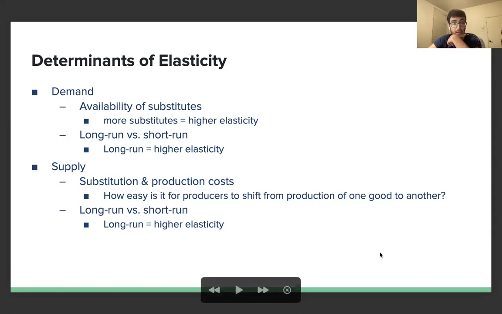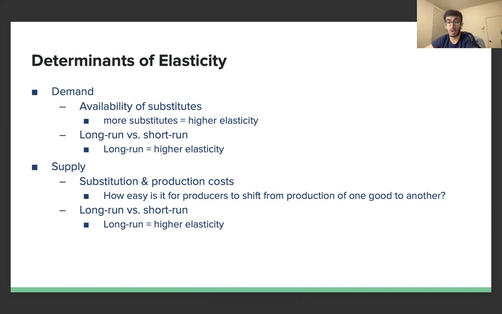And then when we come to supply, yeah, it's the same logic. So you have substitutes. If you have more substitutes, you're basically looking at how easy is it for the producers to shift from the production of one good to another. If it's easy for the producers to shift from one good to the other, then your elasticity would be higher.